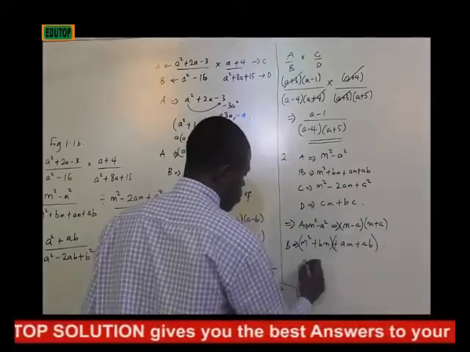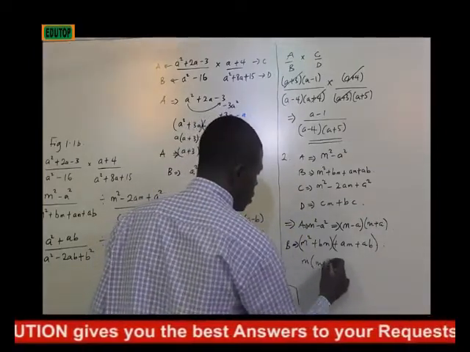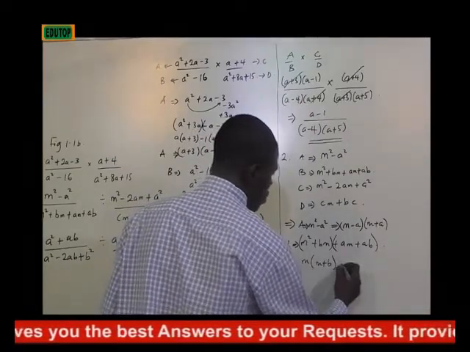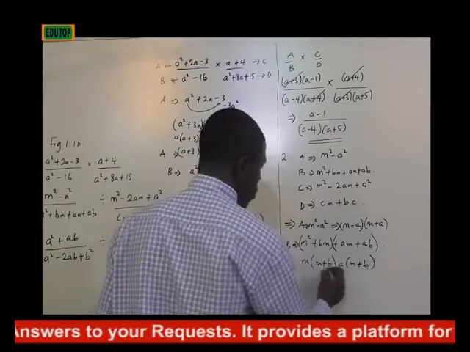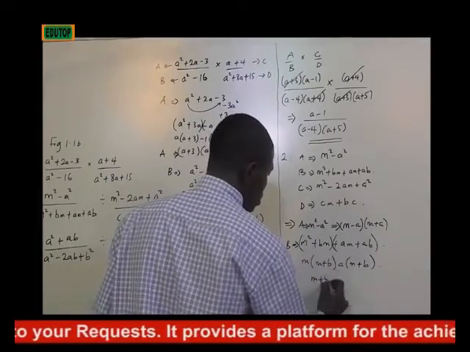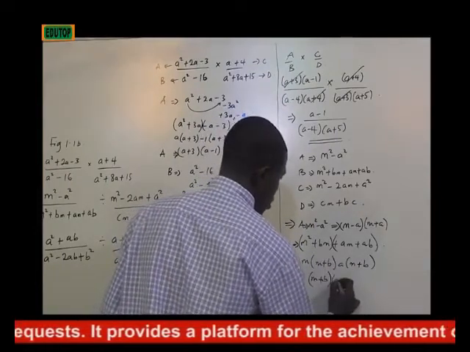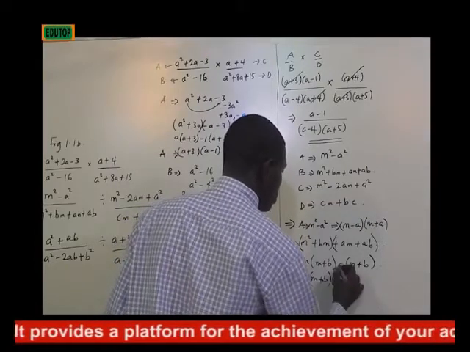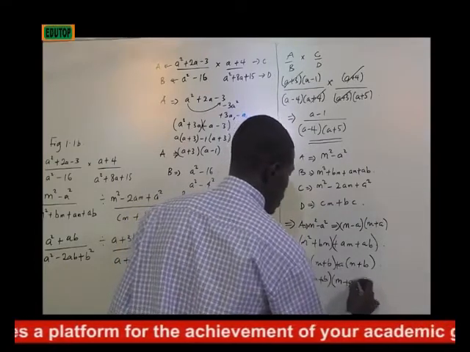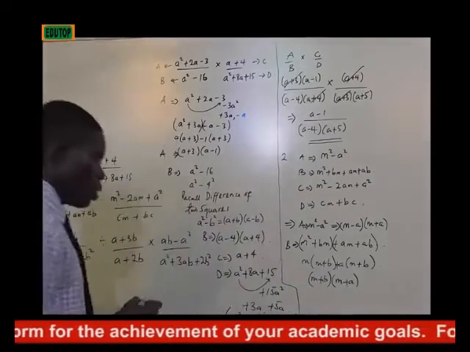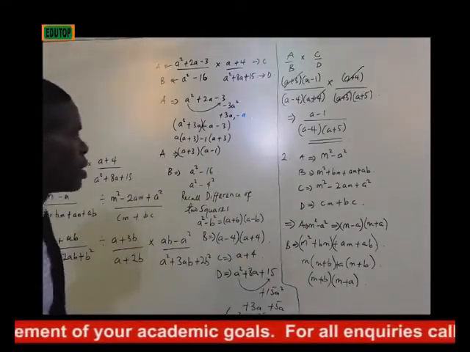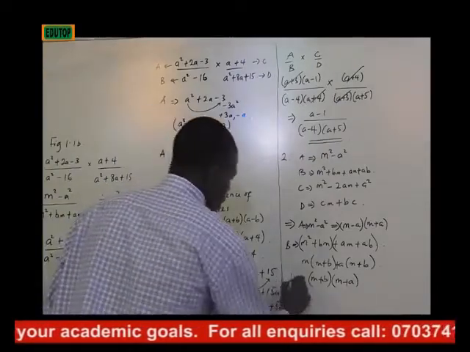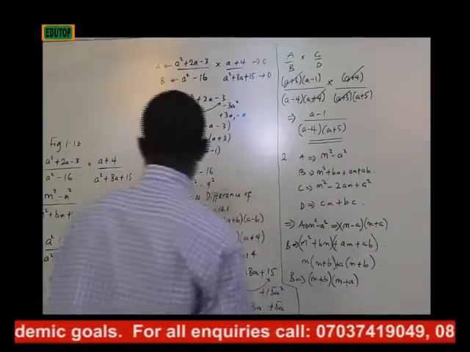What is common here? M is common: m plus b. What is common here? A is common: m plus b. So m plus b, m plus b, m plus b into m plus a. So this is our B. Then our C.